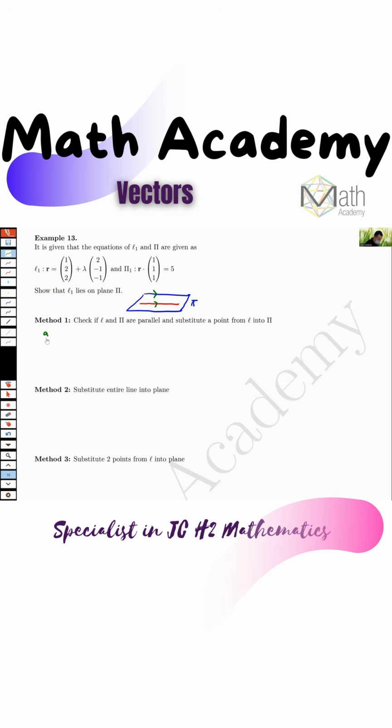So let's start with A. Check number A. Is L parallel to pi? How to check that? Take the direction of L, I call it M. We try to dot with N, which is a normal vector here.